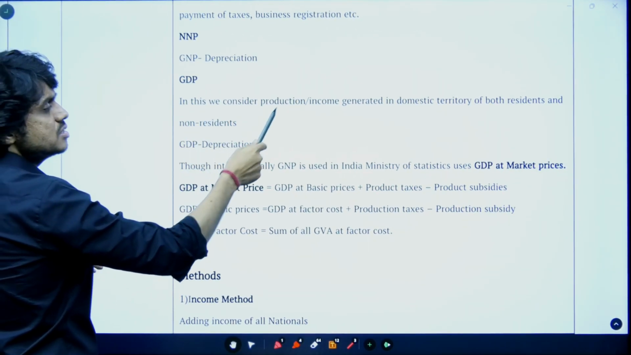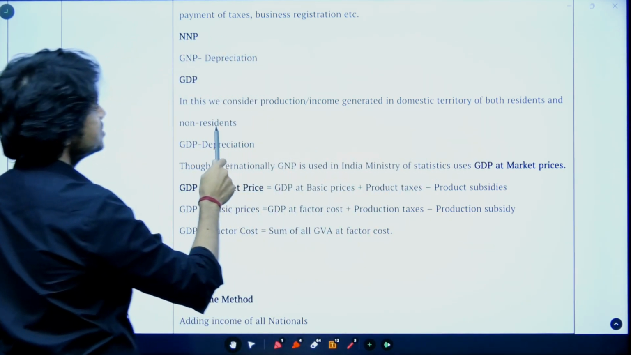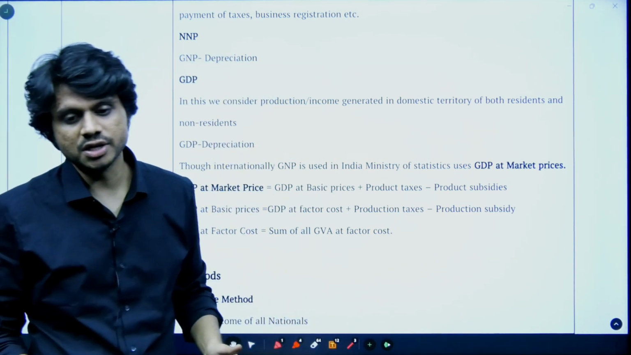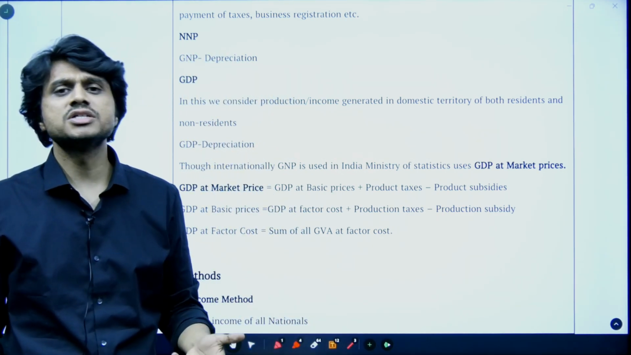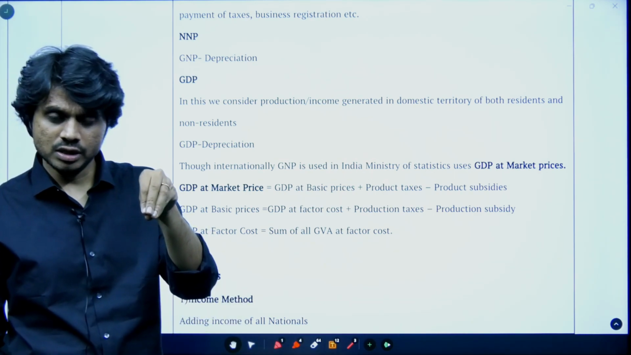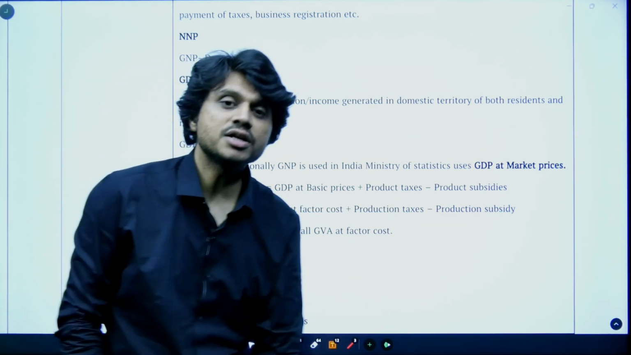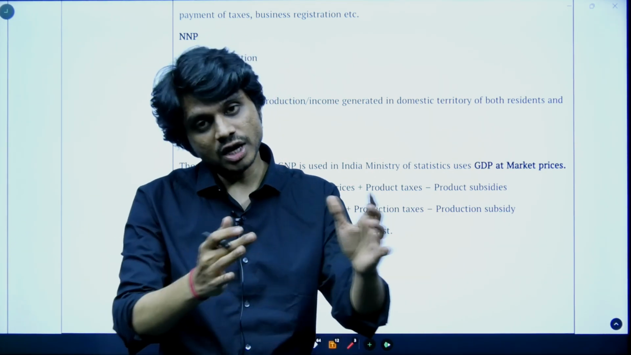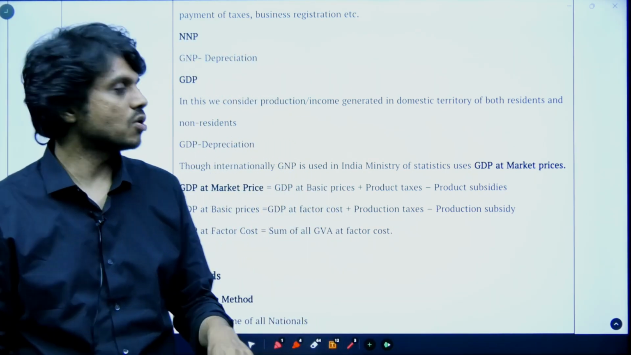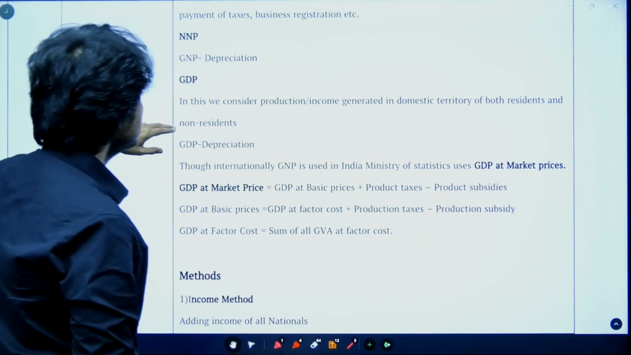In this, we consider the production or income generated in the domestic territory of both residents as well as non-residents. Okay, let's say within India's domestic territory, there are also non-resident citizens whose primary economic interest is not in India, but they are producing within the territory. So that will be included here. It does not matter whether you are a resident or non-resident, but if it is produced within the domestic territory, then we will add it in the GDP.